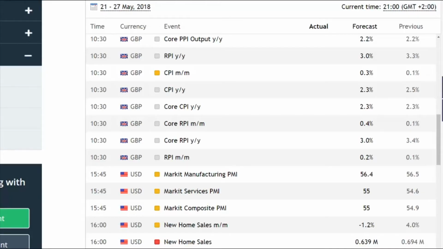Hello traders, in today's look at fundamental analysis we'll be talking about UK CPI data and some things to keep in mind when trading around this data release.